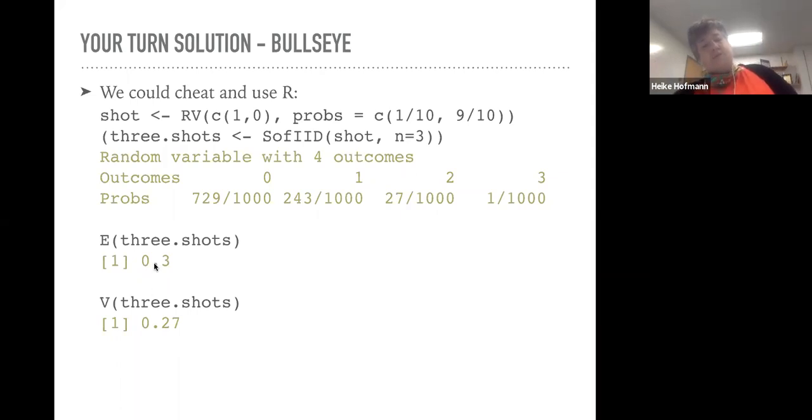So 0.3 means that most likely in 3 shots, we're not hitting anywhere close to the yellow bullseye. Well, maybe close, but not the yellow bullseye. And variance of 0.27, what standard deviation does that correspond to? So the square root of 0.27 is about 0.5.